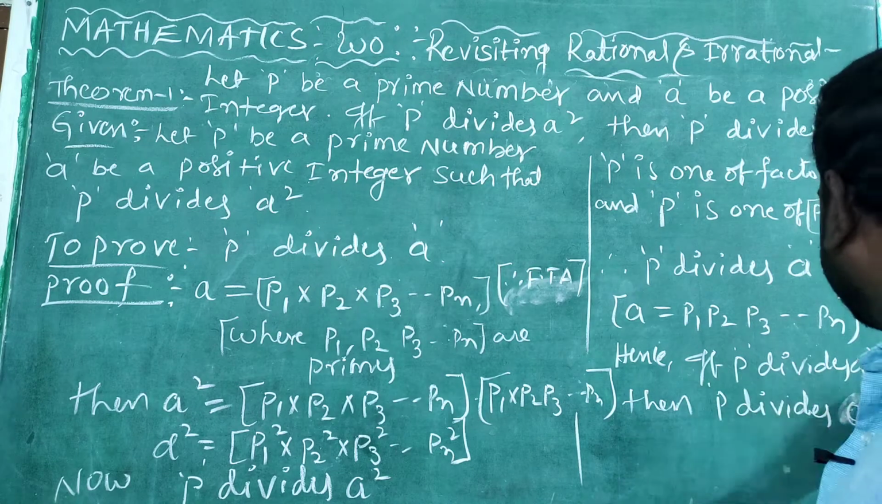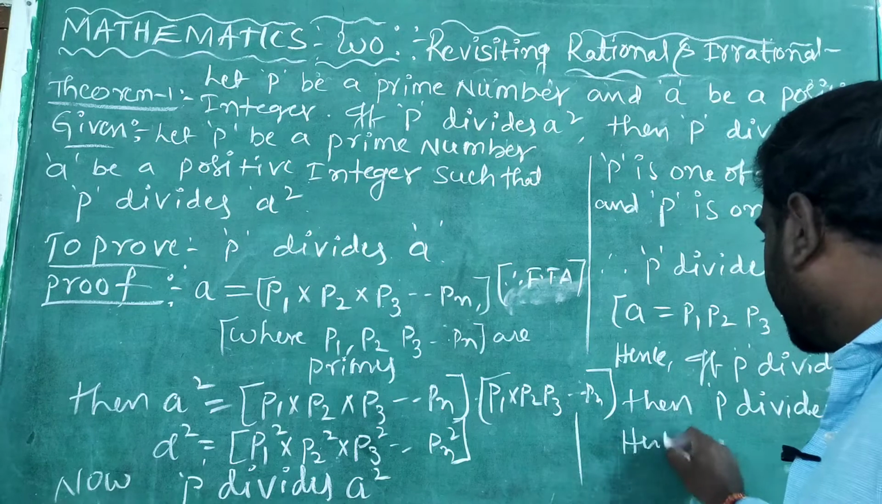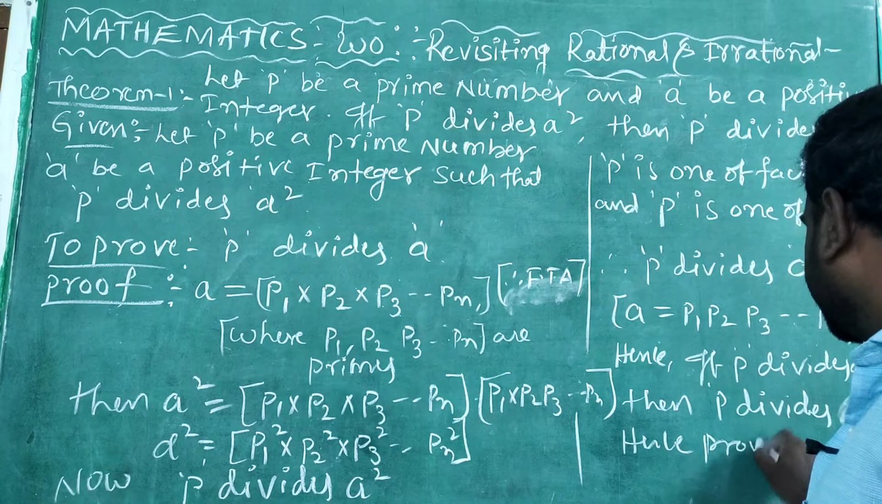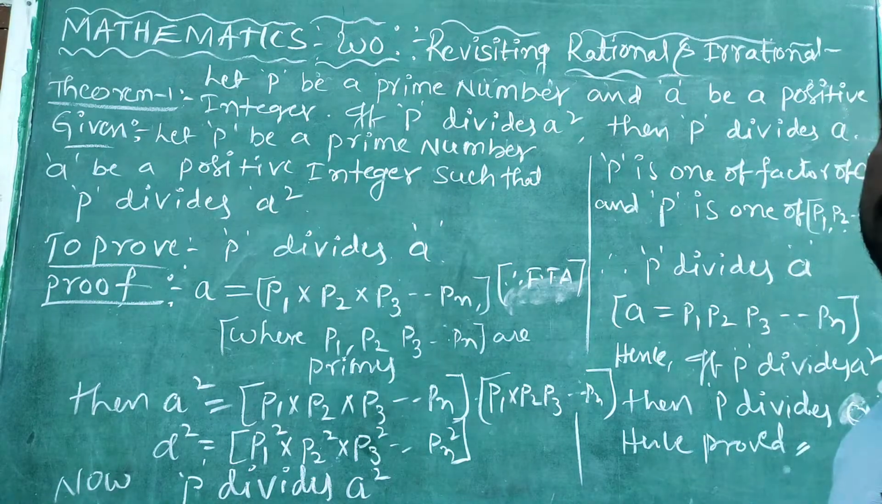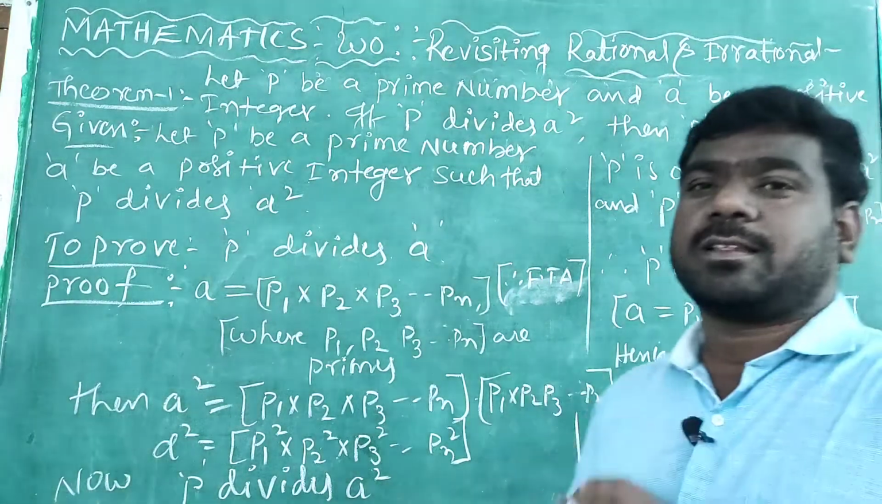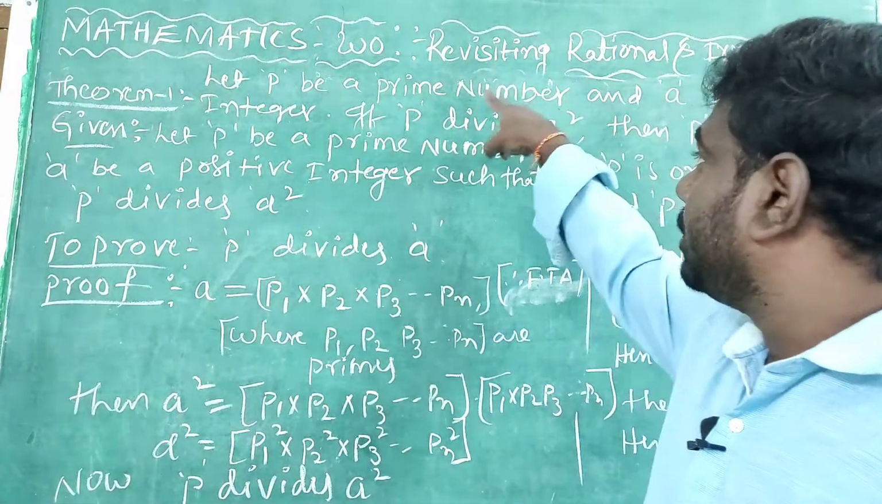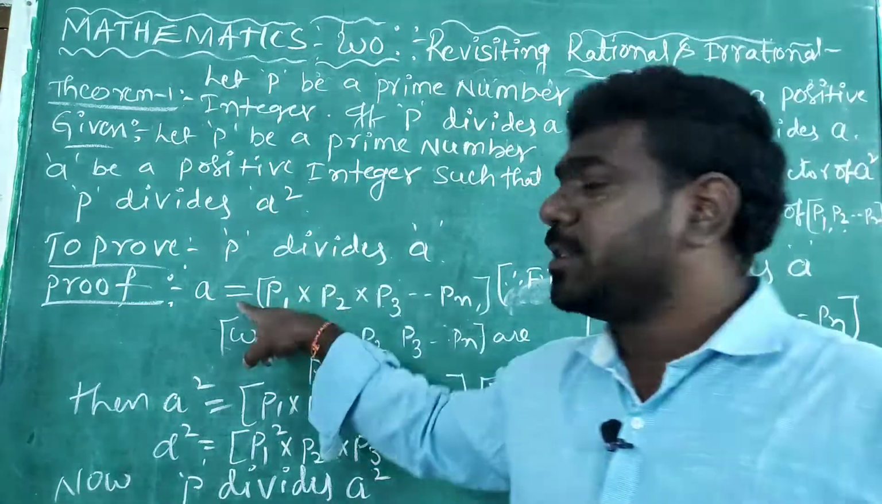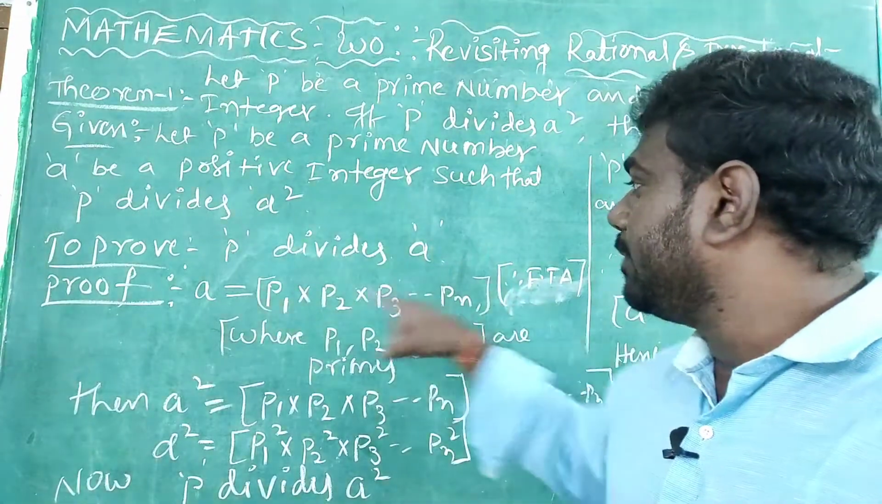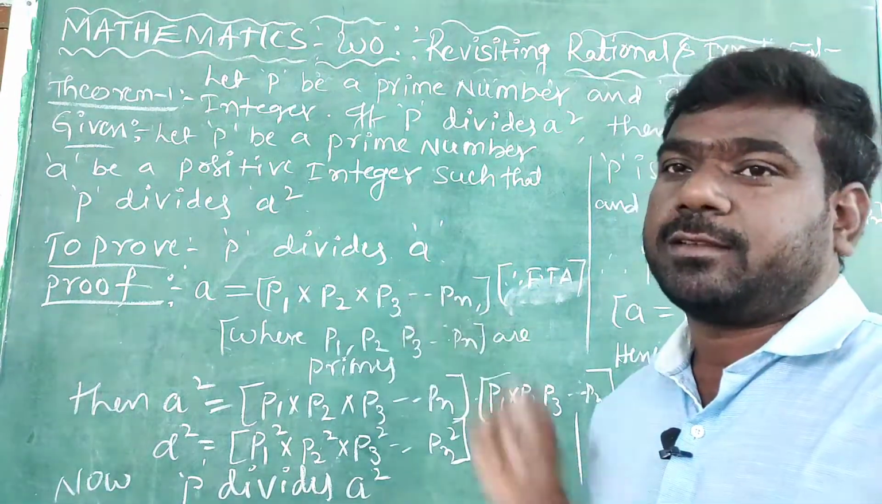This is the proving of the theorem. Hence, proved. Understand? Very simple concept here. A positive integer is represented, by using the fundamental theorem, as a product of its prime factors.